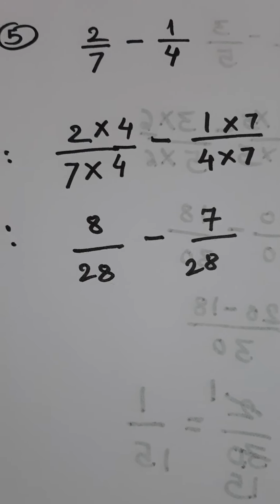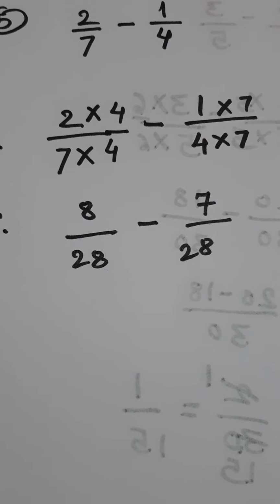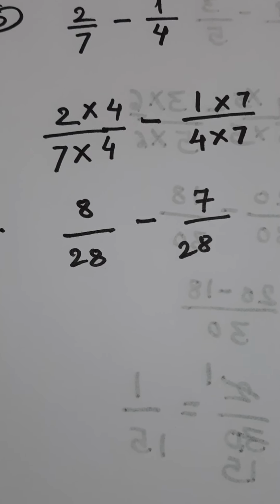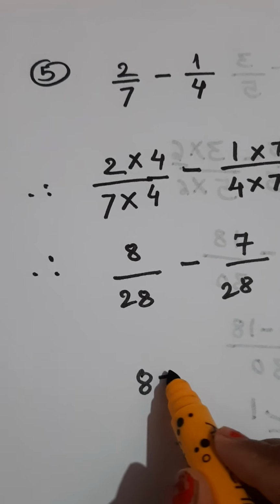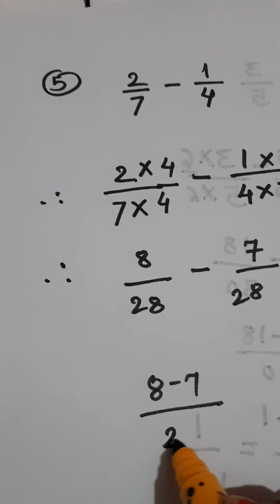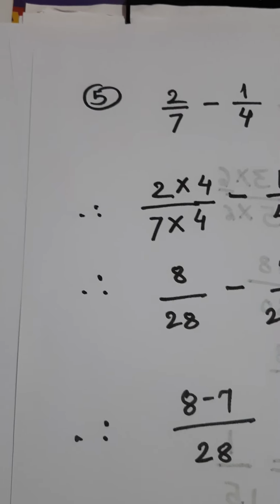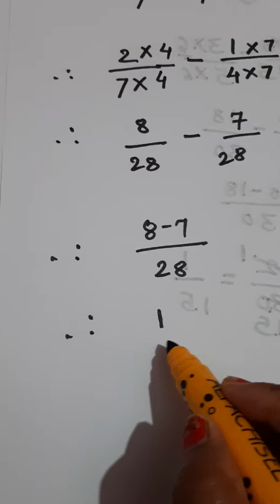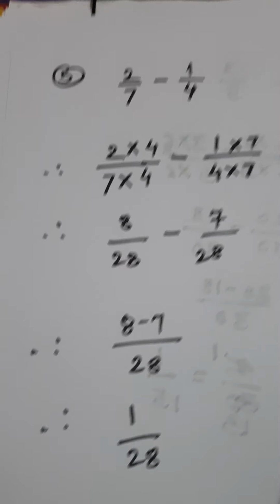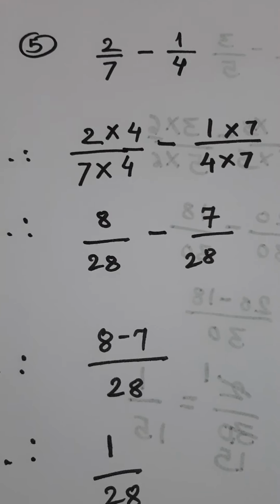Here we got like fractions having equal denominators, and now our work is easy. So subtract 8 minus 7 and give the common denominator 28. 8 minus 7 is 1. 1 upon 28. This is the answer of this subtraction.